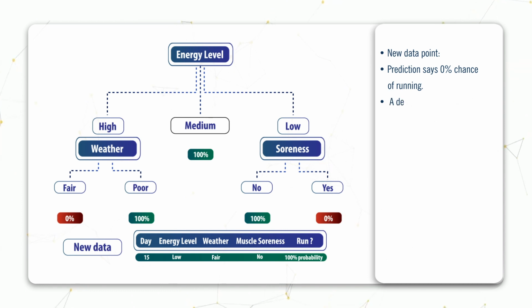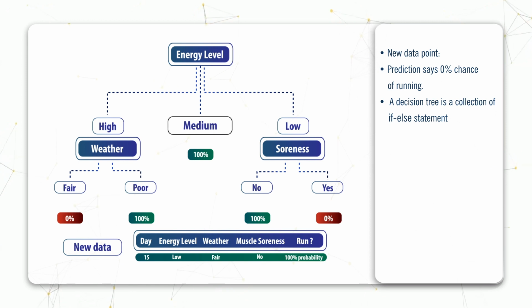And if you think about it, this decision tree is really just a collection of if-then-else statements. If energy levels are high, and if weather is fair, then the probability of Alice going for a run is 0%. Else, if energy levels are high, and weather is poor, then the probability of going for a run is 100%. Else, if energy levels are medium, then the probability of going for a run is 100%. Else, and so on and so forth, all the way down.